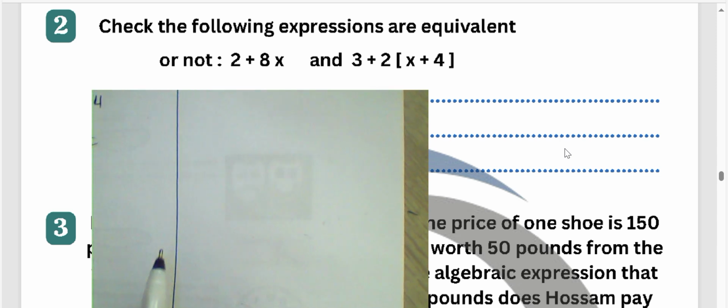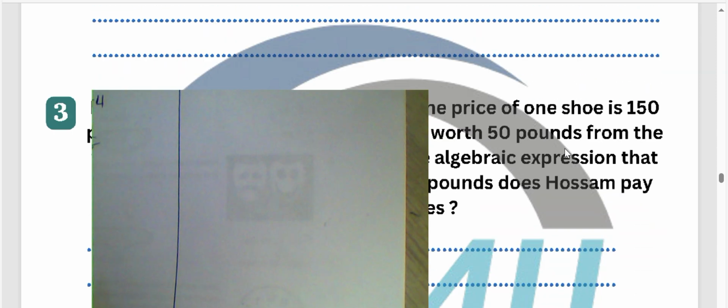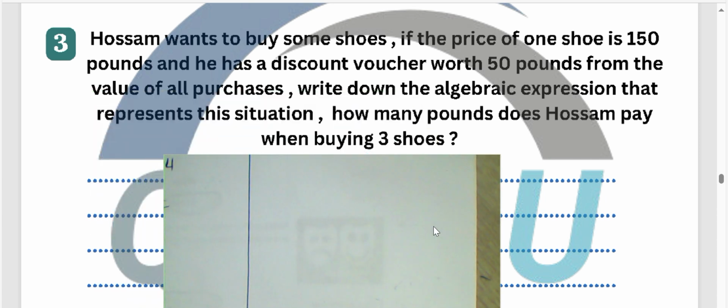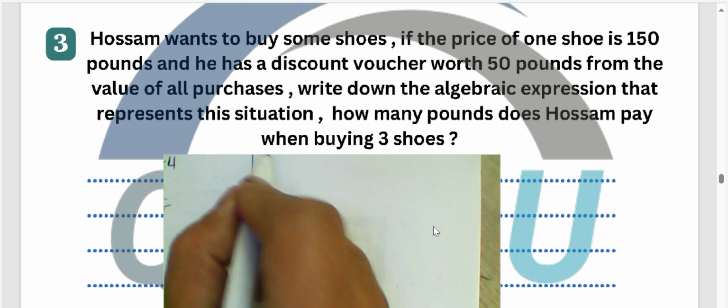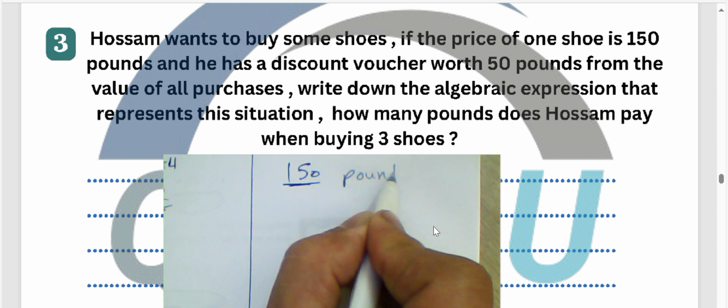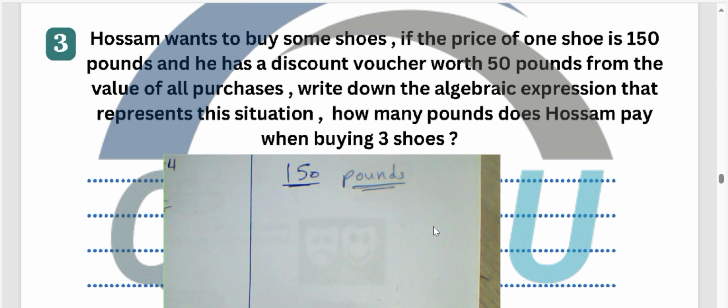Next example, number 3. Sam wants to pay for some shoes. If the price of one shoe is 150 Egyptian pounds, and he has a discount worth 50 pounds from the value of all purchases. He has a discount above the total. Write down the algebraic expression that represents the situation. How many pounds does Sam pay when paying for 3 shoes?